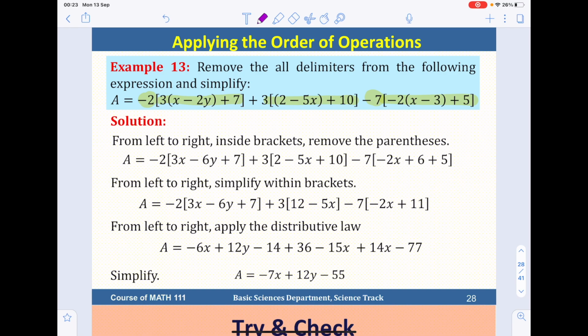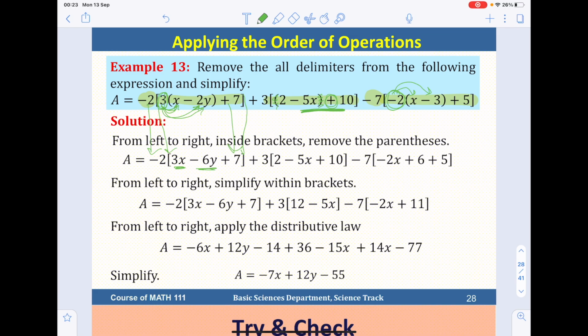Okay, we just start from the inside, okay? So we've got to start from this 3. We'll distribute this 3 to these two values. Then we will solve this one. There is no meaning here for the parentheses since we have a plus. Then we will distribute the negative 2 to x and negative 3. So 3 times x is 3x, then 3 times negative 2y is negative 6y. I put plus 7 as it is, and I put this value as it is, and I put those brackets as it is.